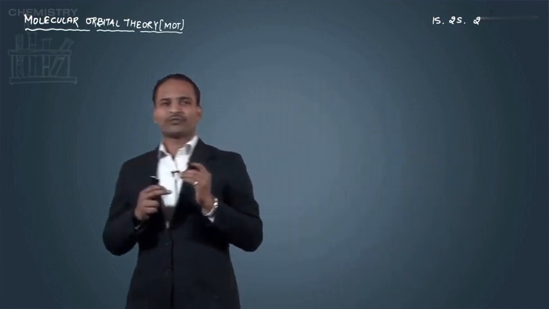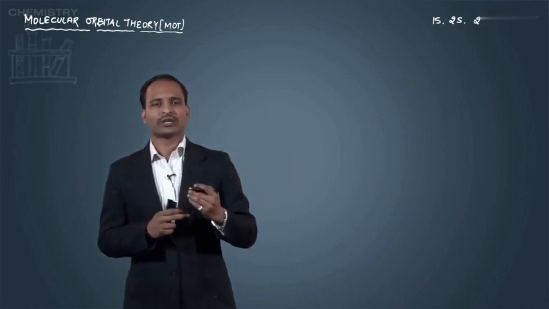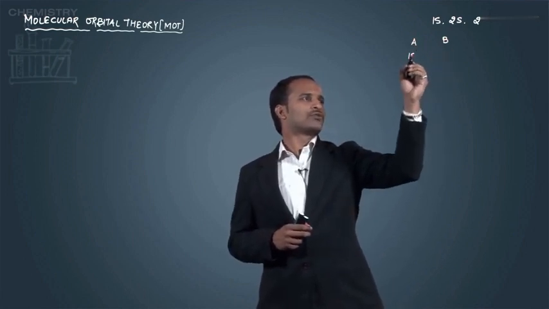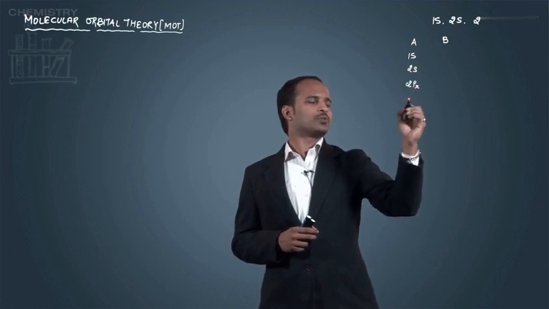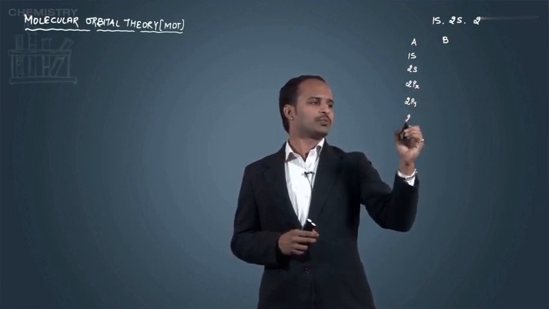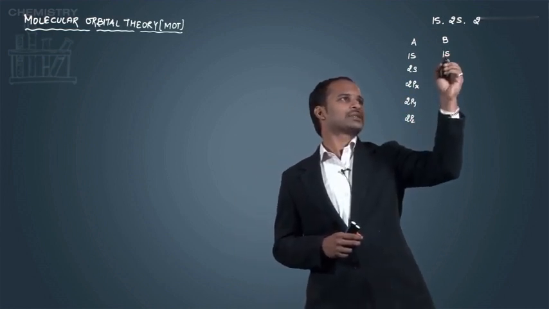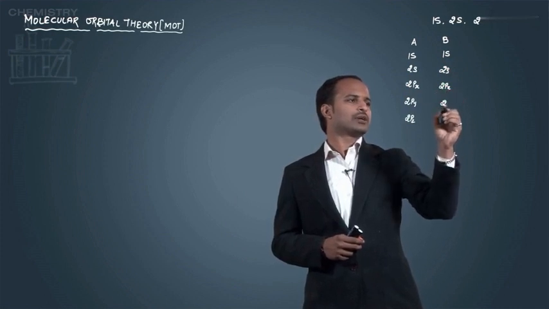So if the 1s of A combines with 1s, what will we get? If the 2s of A and the 2s of B combine, then what do we get? So this is A atom and this is B atom. In A we have 1s, 2s, and in 2p we have 3, that is 2px, 2py and 2pz. In B it is 1s, 2s, 2px, 2py and 2pz.